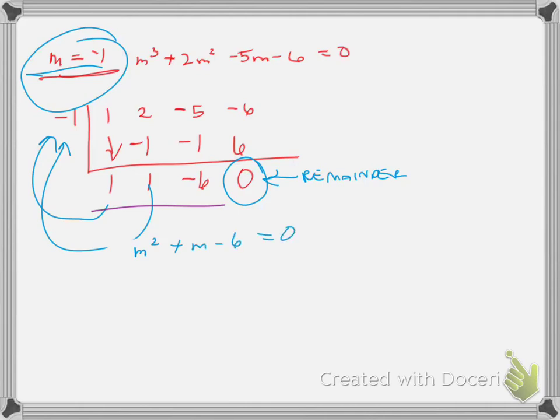Now it's a second degree polynomial, so we don't have to go through the process again of trial and error. We can just use the quadratic formula or factor it. This one should factor nicely. That's m, so what will it be? I think positive 3, because there's a positive here, and then -2. So m equals -3 and 2.